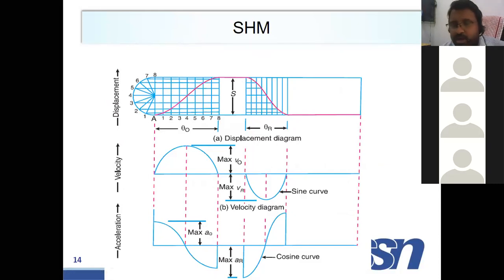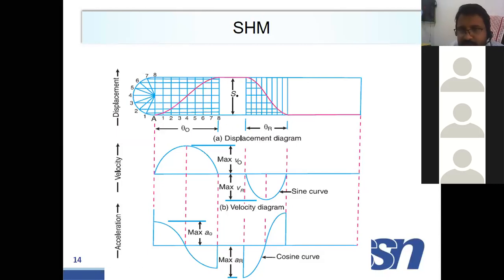This diagram is drawn to check the movement of the follower at different theta degrees. Here we have approximately 80 degrees and 60 degrees. Theta naught means the outward stroke, theta r means the return stroke.